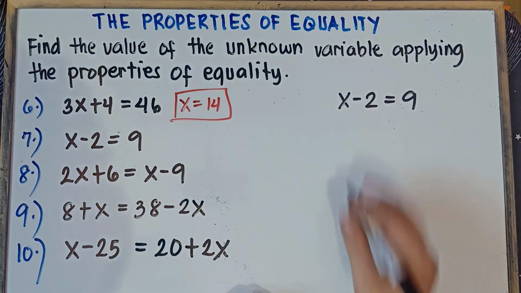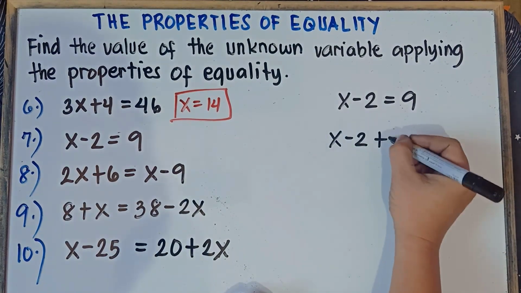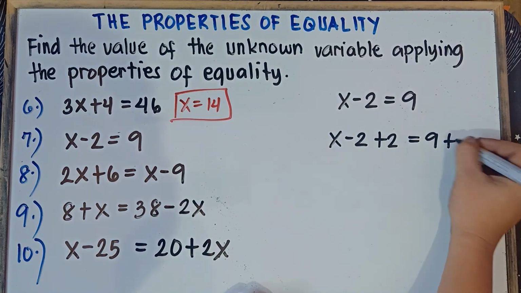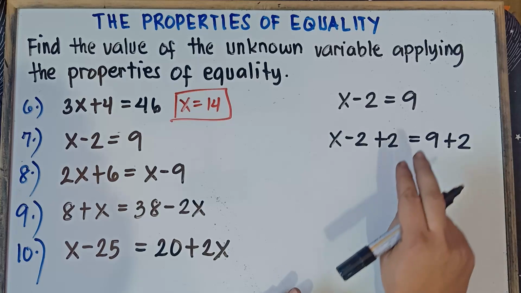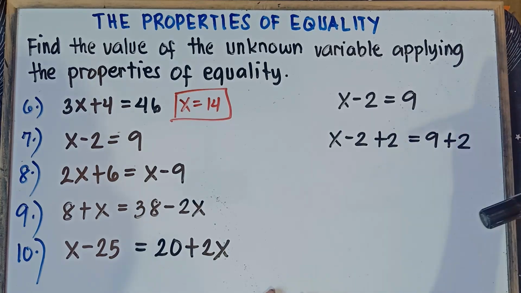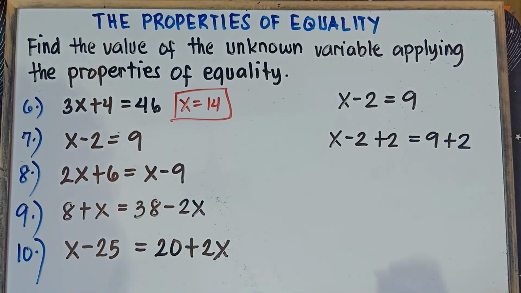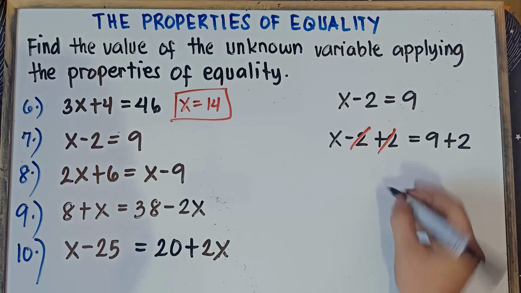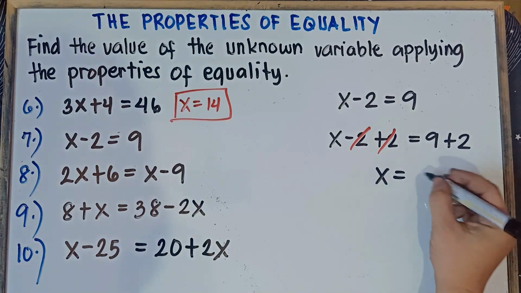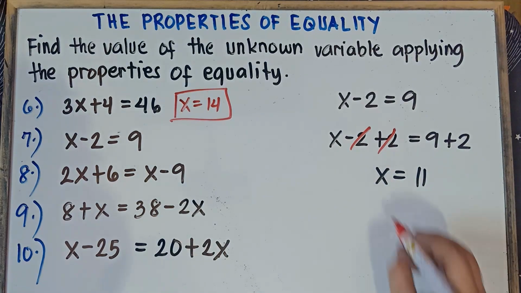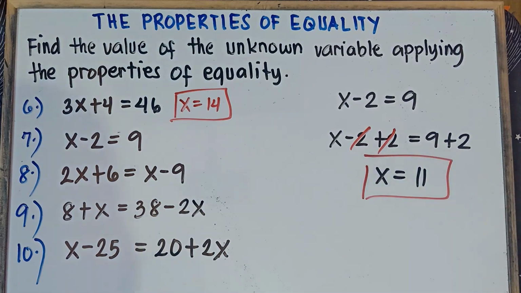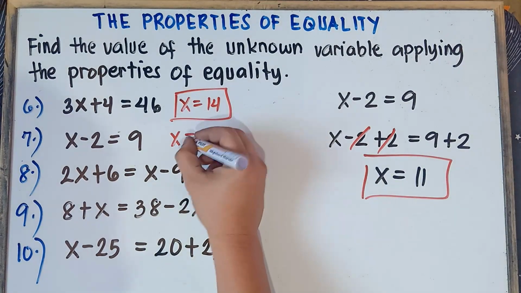So this will be x minus 2 plus 2 equals 9 plus 2. Once again, because once you add 2 on the left side, you also add 2 on the right side to make the equation balance. And then we can cancel this out. So this will be x equals 9 plus 2, that would be 11. That's it, class. Easy, right? For number 7. So x equals 11.